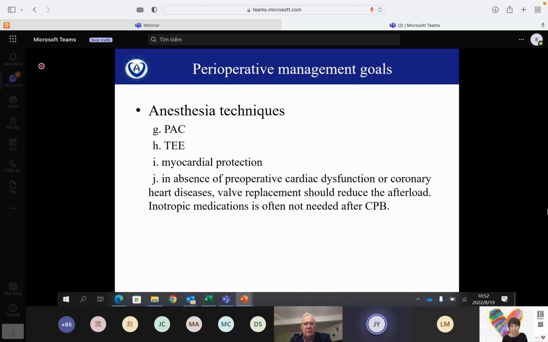And we can monitor the patient using pulmonary artery catheters, TEE, and take care of myocardial protection. In the absence of preoperative cardiac dysfunction or coronary heart disease, valve replacement should reduce the afterload, and inotropic medications are not often needed after CPB.